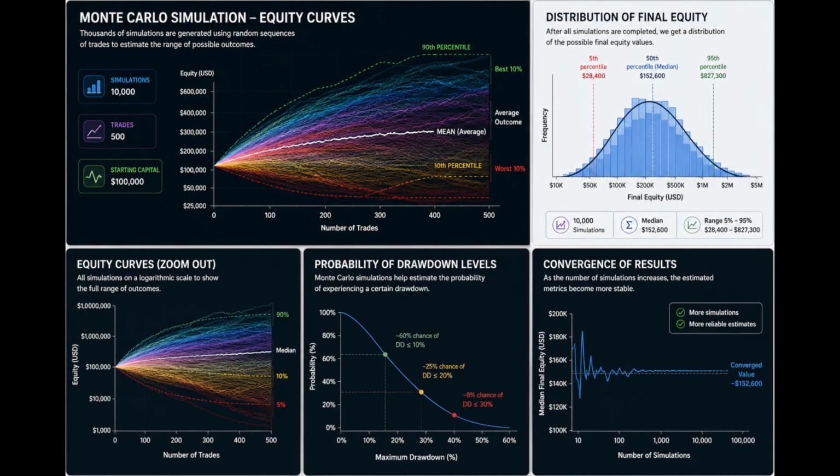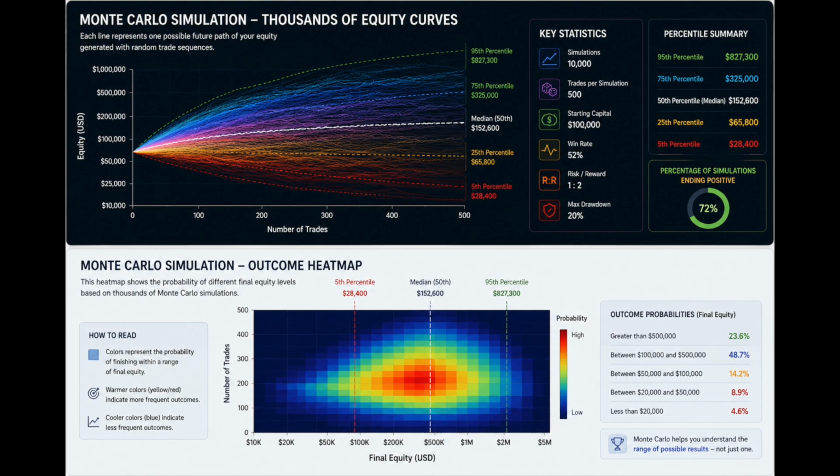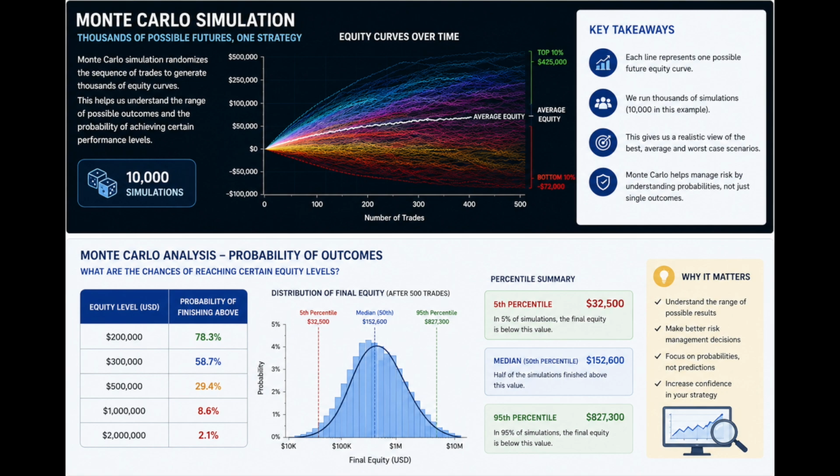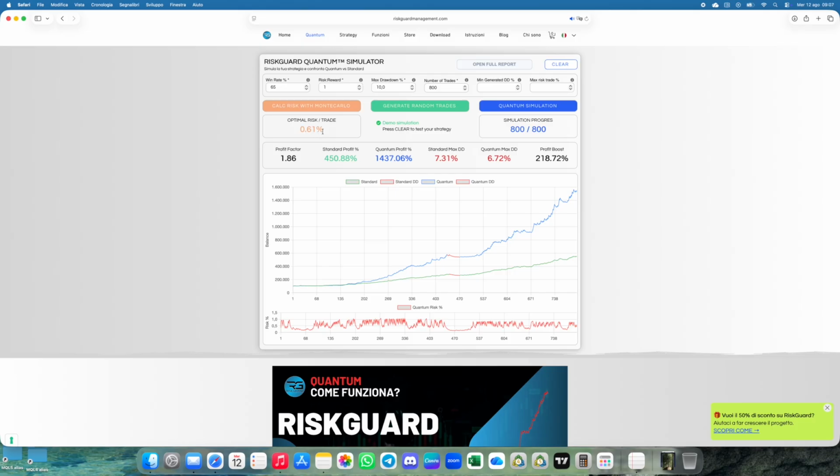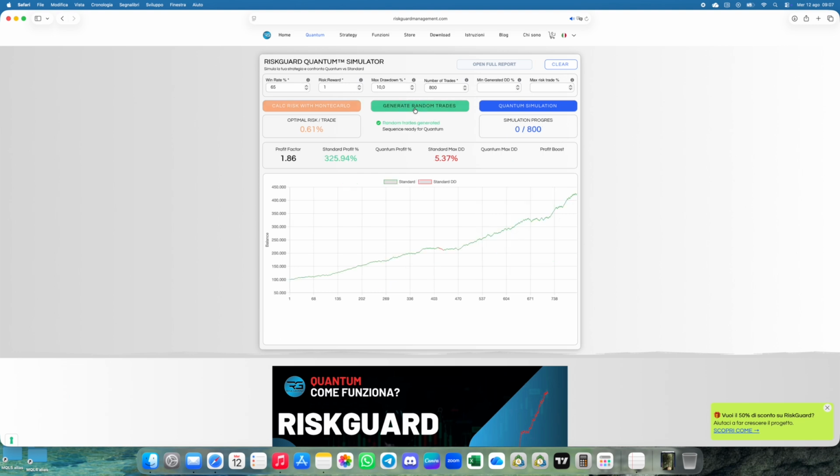Monte Carlo analysis is a mathematical and computational method that generates thousands of possible random sequences of winning and losing trades, while keeping the strategy's win rate and risk-reward ratio unchanged. This makes it possible to determine a risk percentage per trade that is statistically compatible with the maximum drawdown you have chosen. But with this simulator, we can do much more.